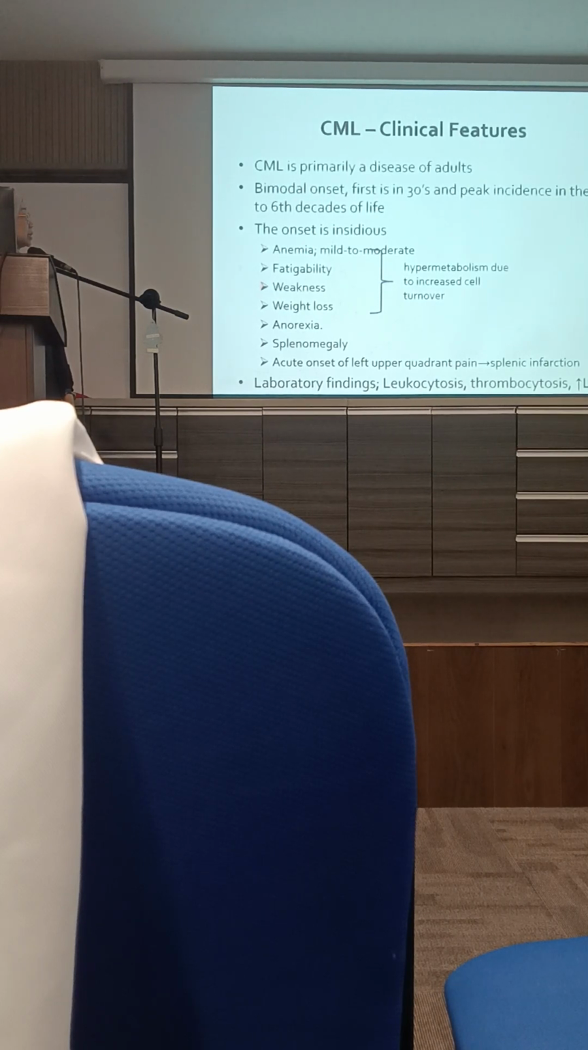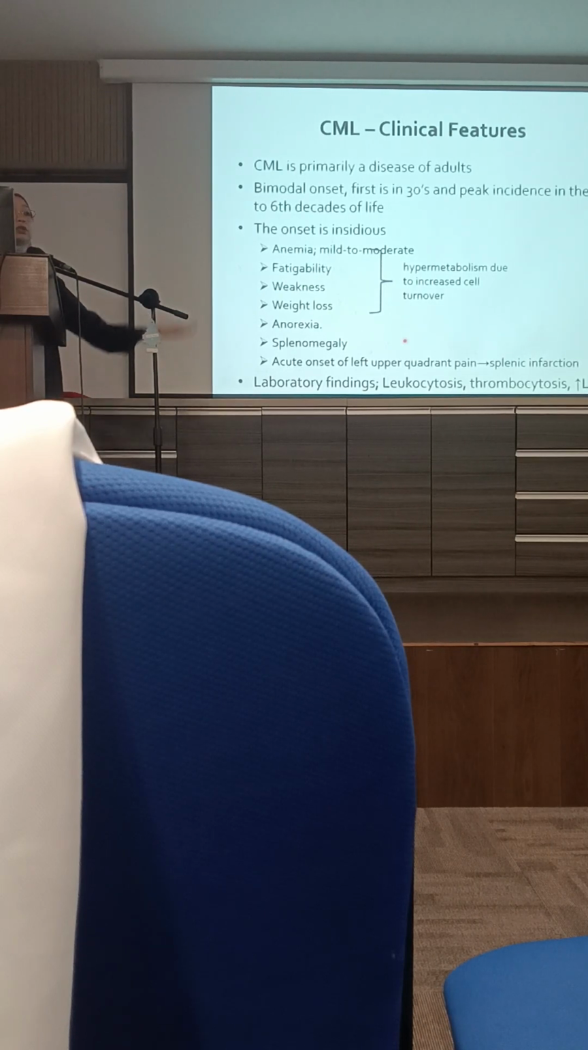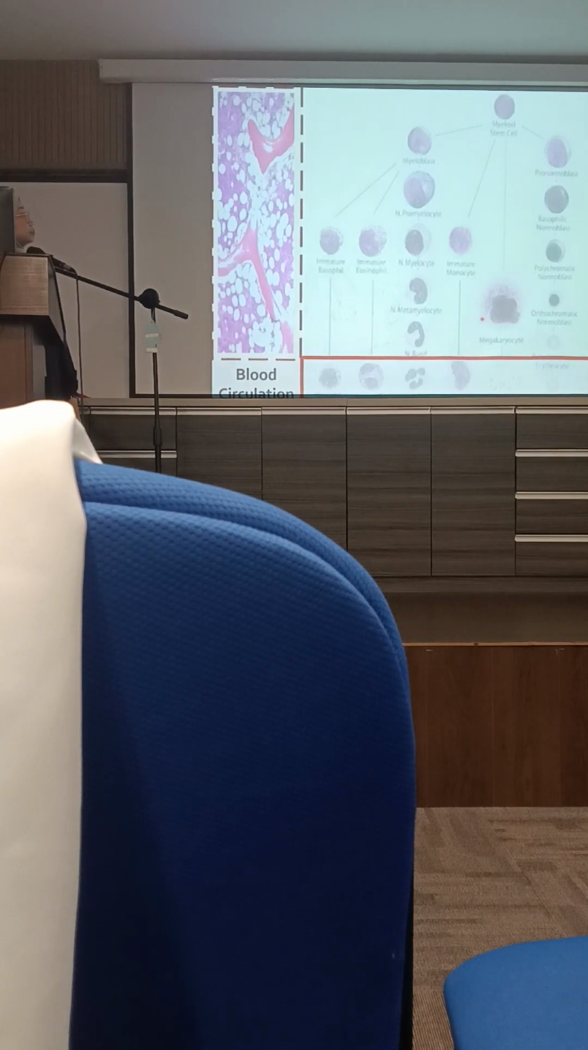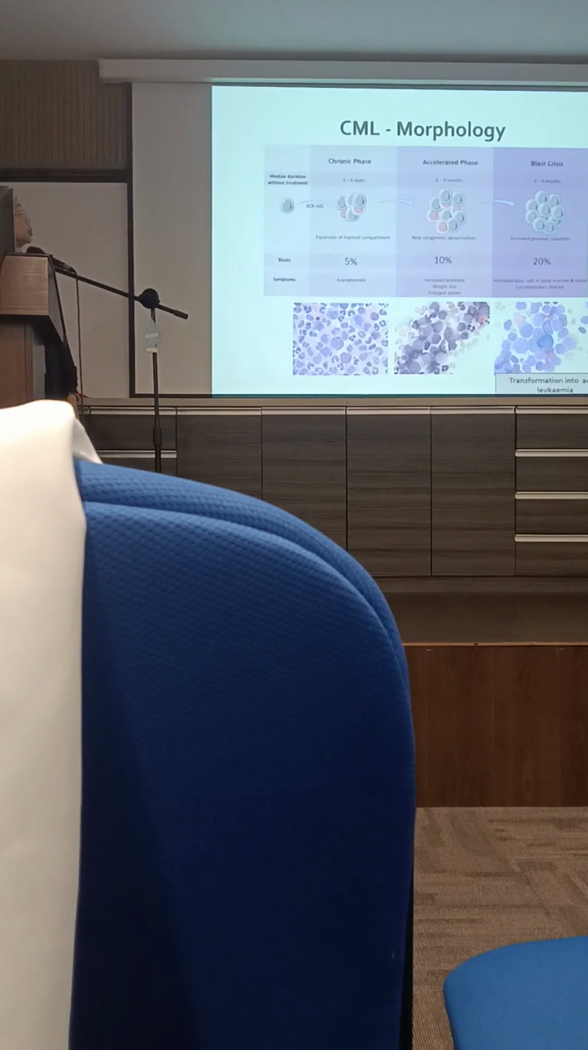If you see the signs and symptoms, they are almost the same, but these are mainly due to hypermetabolism, due to increased cell turnover. For laboratory findings, you would expect to see a high white cell count, leukocytosis, thrombocytosis, and because of the high cell turnover, you see an increase in lactate dehydrogenase, LDH.